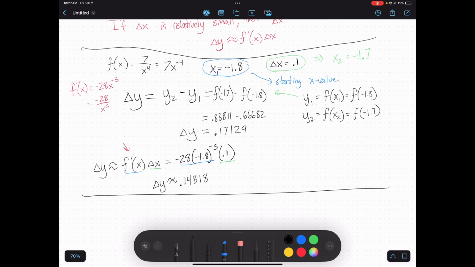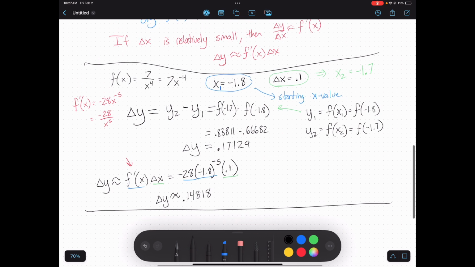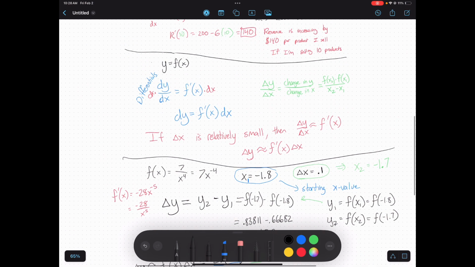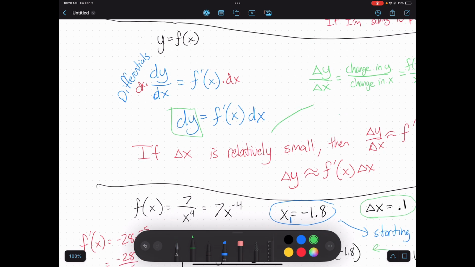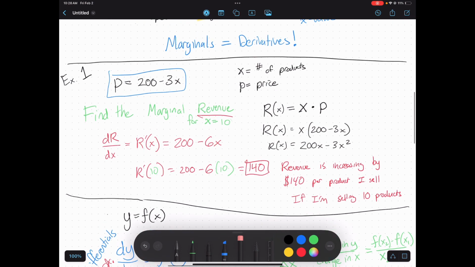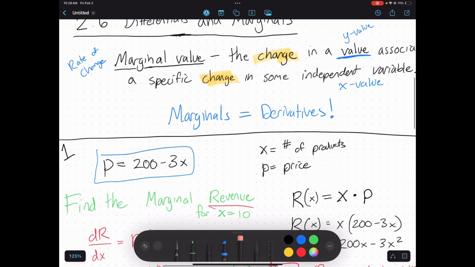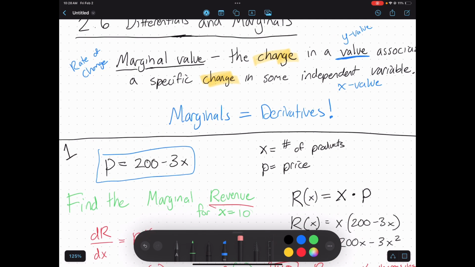Okay, so that's differentials. On your homework, you'll see some problems where you're working with differentials, but with profit, with revenue, with cost. You'll also see some problems where you don't actually need to estimate, and it's going to be asking for dy. If it's asking for dy, then there's no estimation necessary. You're just going to take the derivative and multiply it by whatever dx they give you. Okay, and then you'll also see some problems talking about marginals. And what are marginals again? Marginals are really just derivatives. All we're doing is just finding the derivative.